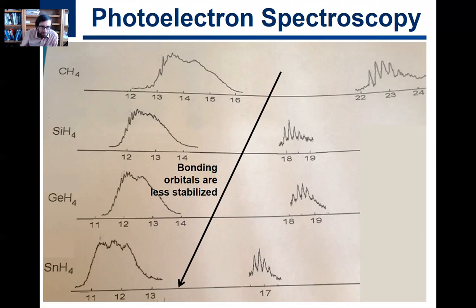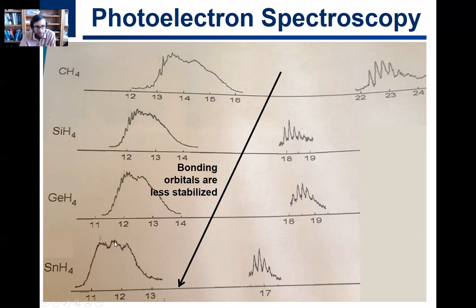But now you can start looking at more subtle changes, right? One of the subtle changes is that the bonding orbitals are less stabilized. You see, this is at 23. This is more 18.5, 18.5, 17, 14, kind of around 12 and a half, and then 11 and a half. Okay, so as we go down the periodic table, we're being less stabilized.